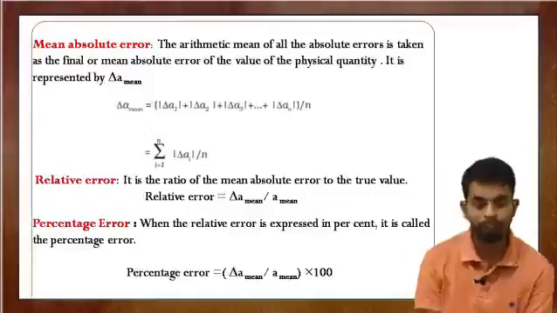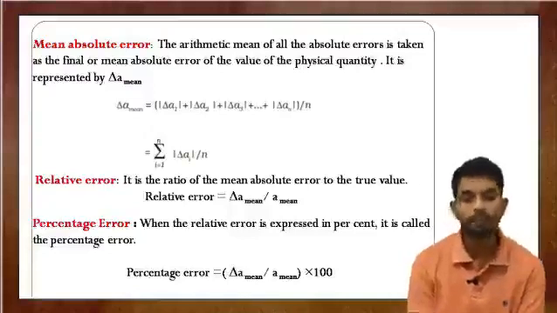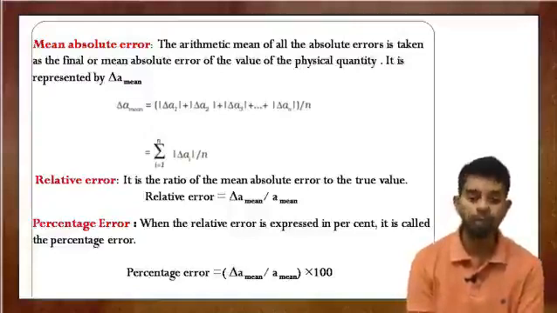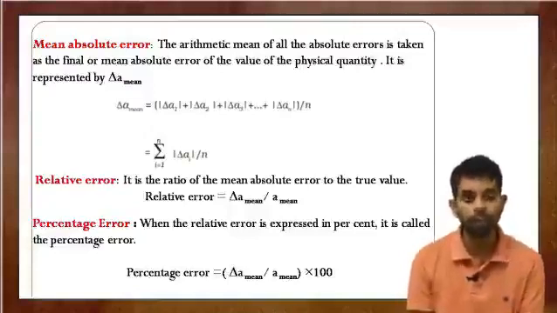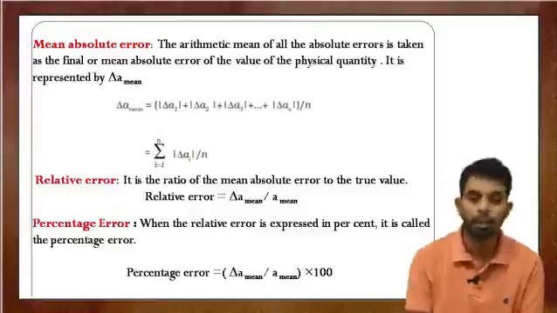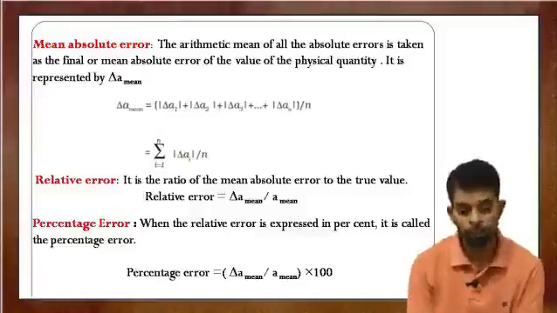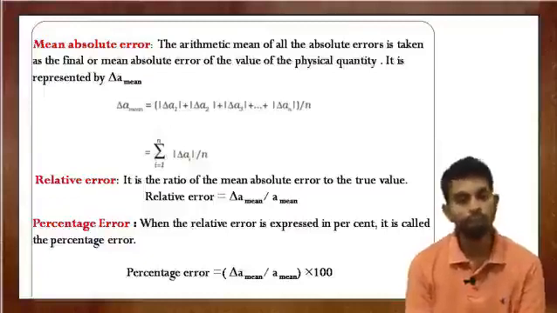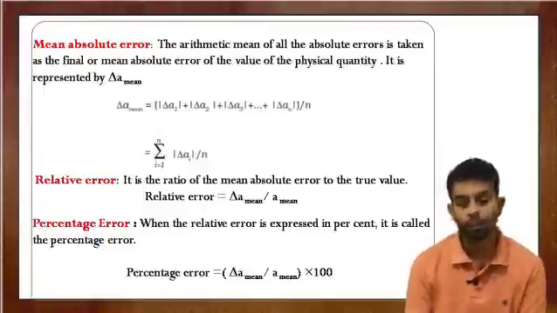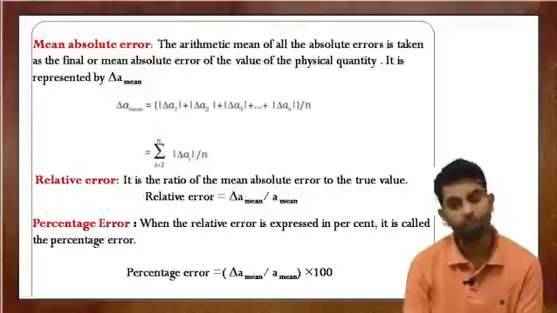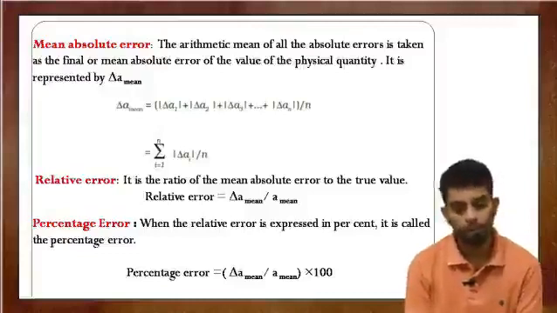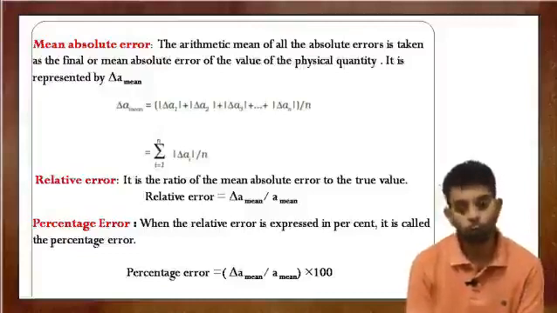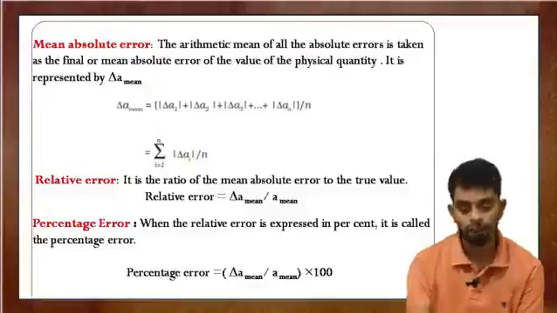Now relative error. It is the ratio of the mean absolute error to the true value. So what is relative error? It is the ratio of the mean absolute error to the true value, so del A mean divided by the true value. We have taken the true value as the mean, so divided by A mean. Now what is percentage error? When the relative error is expressed in percentage, it is called percentage error. So percentage error is equal to mean absolute error divided by true value, into 100.